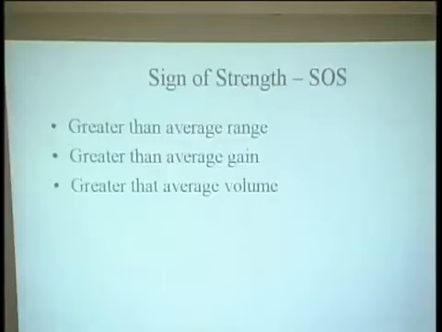Substantially bigger, so that you can really see it, and not something that you're going to want to quibble about. That's ingredient 1. Ingredient 2 is greater than average gain. In other words, look back at the recent trading history of the stock. If on average when the stock is up, it's up a point, then I want to be up like 2 points. If on average it's up 10 points, then I want to be up 20 points.